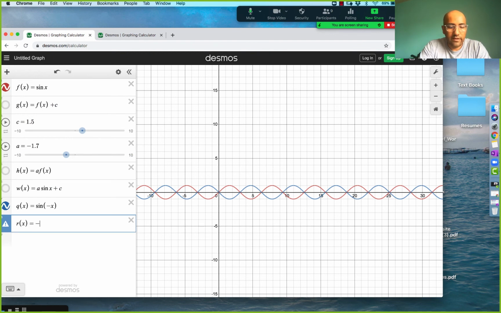Sine of negative x equals negative sine x. This one and this one both look identical. Here is a reflection of the sine function about the x-axis. All of these previously positive become negative. All the previously negative become positive.